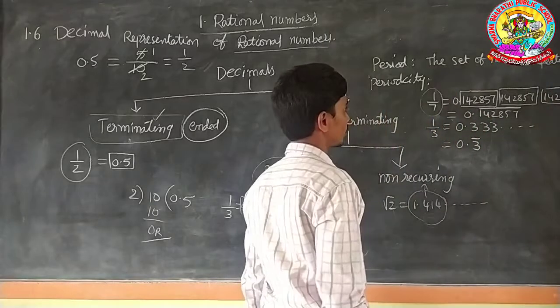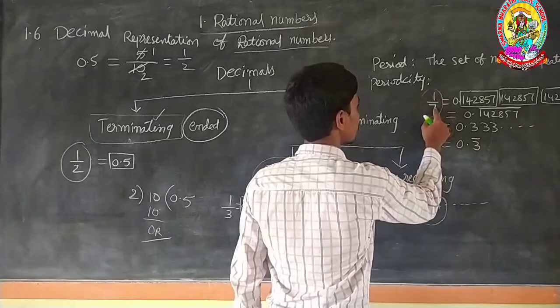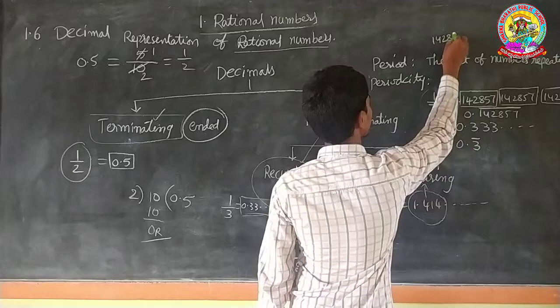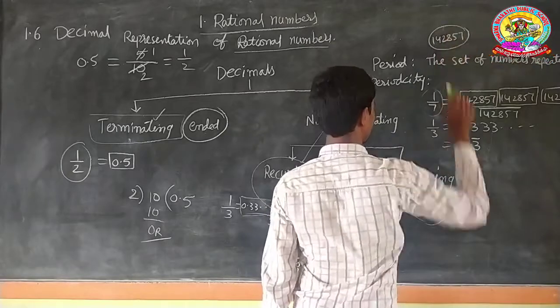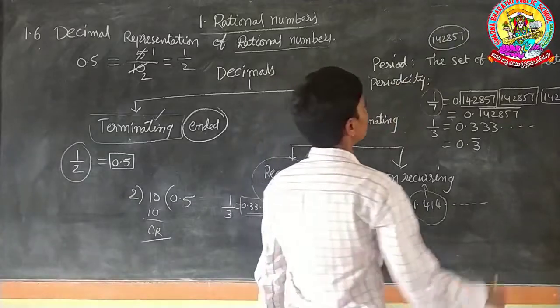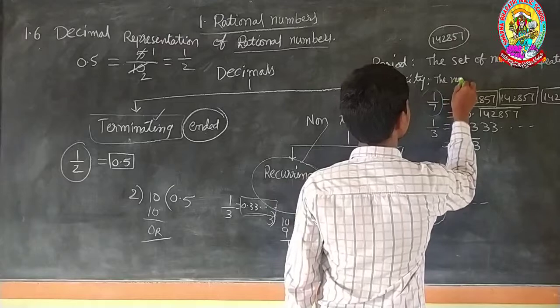Our repeating set of numbers is called the period. What is the period of 1/7? 142857 is the period, which means the set of numbers which are repeating is called the period. Periodicity means the number of digits in the period.